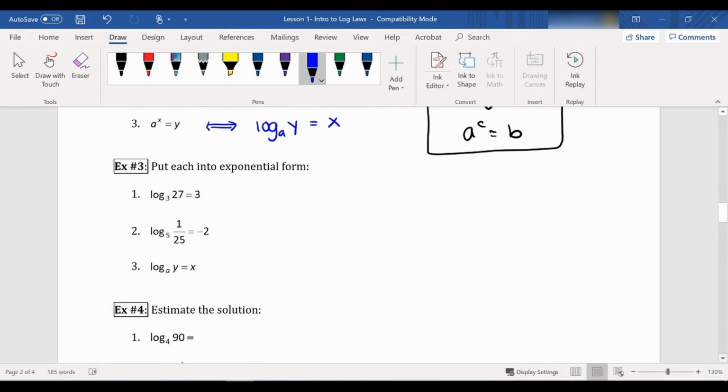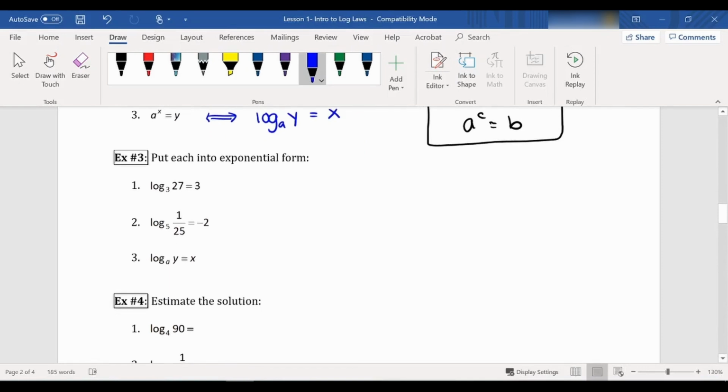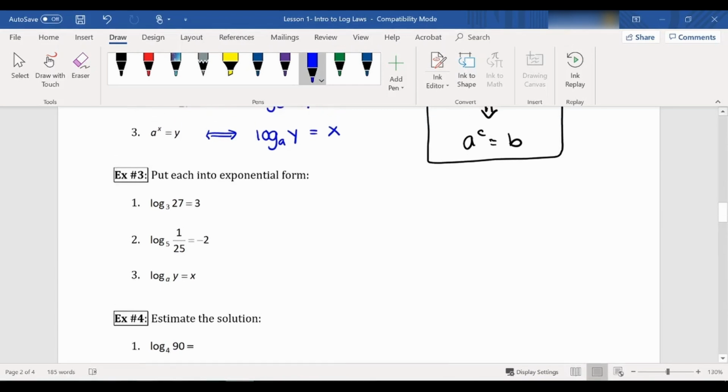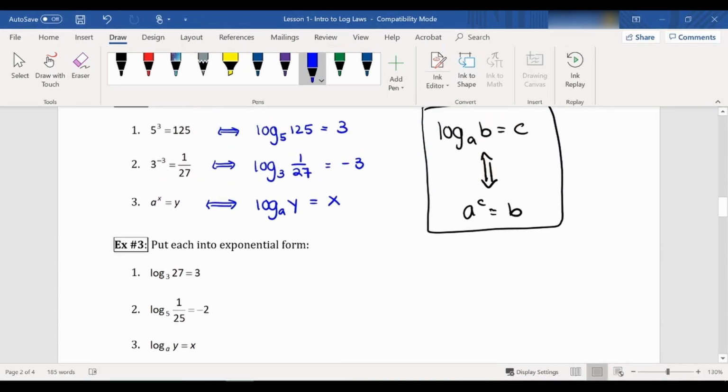For number 3, we are doing the same thing. We're just transitioning forms. We're not finding what anything equals. There are no unknowns here. We're just switching what the form is. So again, you can reference this formula that we have here. So in the first one, we can see that our A value is 3. That means the base of our exponent is 3. Our B value is 27. That's what our exponent is going to equal. And our actual exponent, C, would be 3. 3 to the power of 3 is 27.